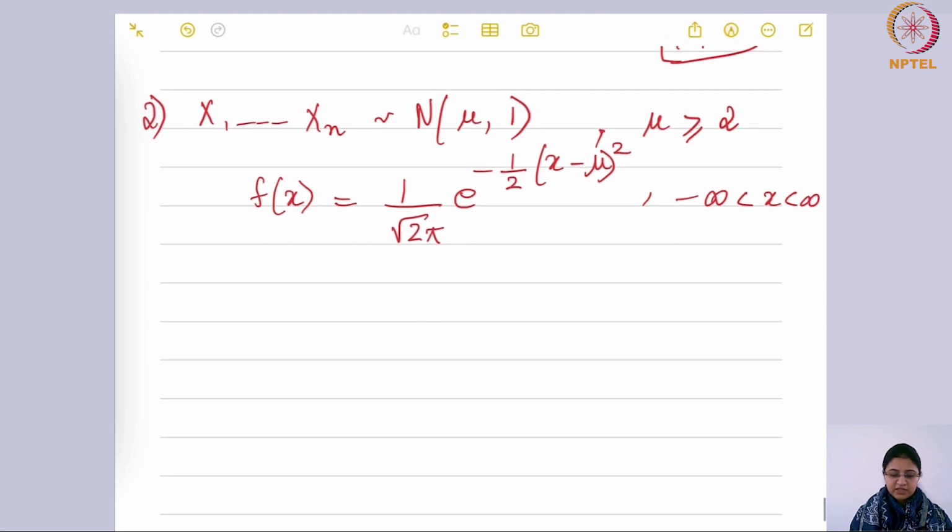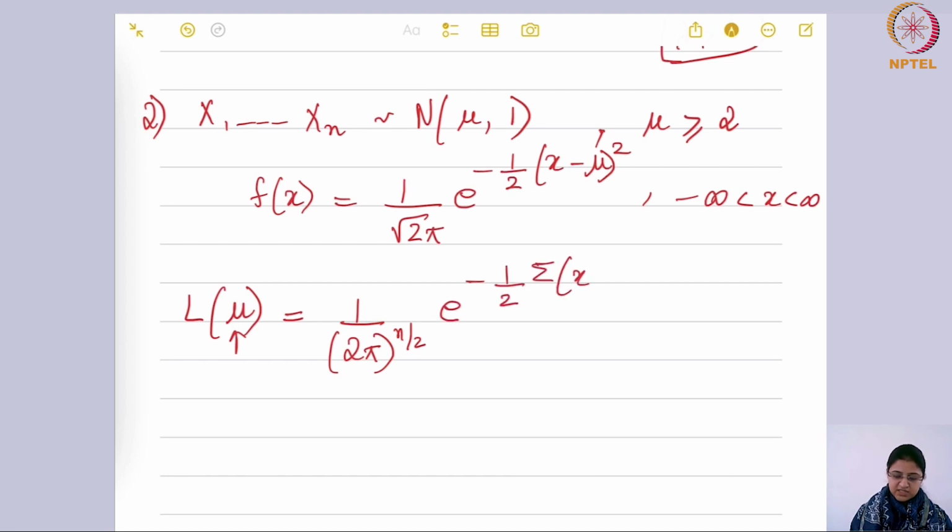If I have to write the likelihood function, since it is independent of sigma square, which is fixed as 1, the only parameter is mu. So it would be 1 over 2 pi raised to the power n by 2, e to the power minus 1 by 2 summation (xi minus mu) whole square.